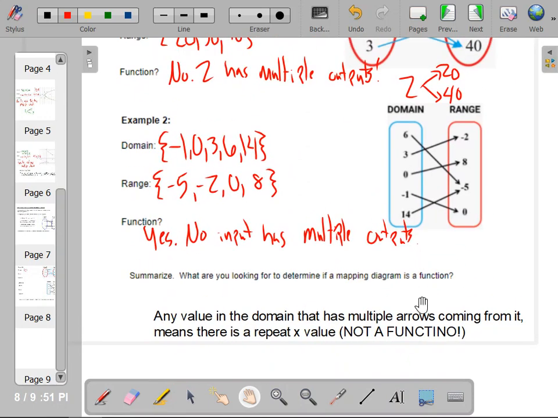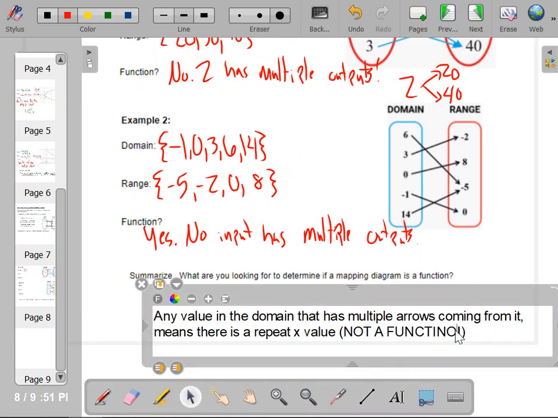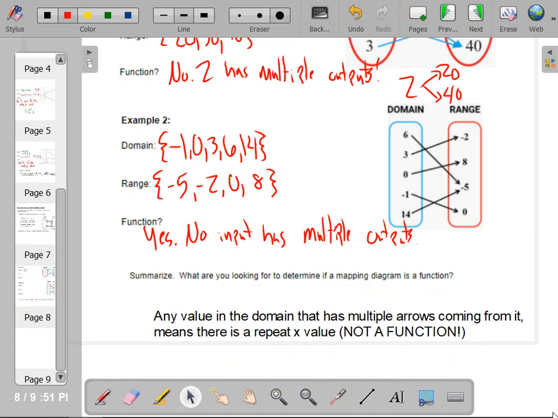So those are the three different ways you might see a function, and you need to be able to tell me if something is a function using those different strategies.